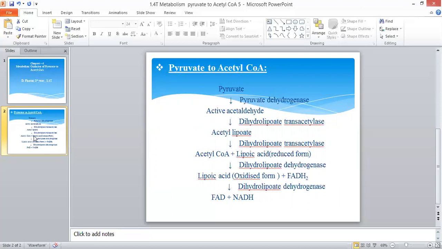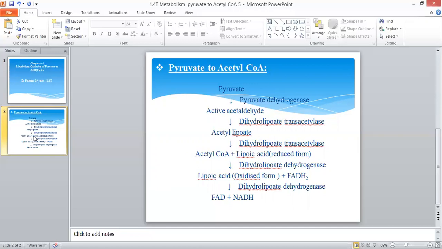Now, the third step, acetyl lipoate to acetyl coenzyme A. Acetyl lipoate combines with coenzyme A to form acetyl coenzyme A. Also the reduced form of lipoic acid is liberated in this reaction. This reaction is also catalyzed by the enzyme dihydrolipoate transacetylase.